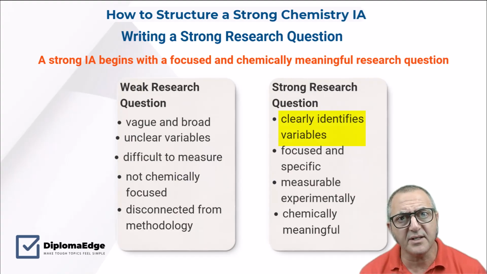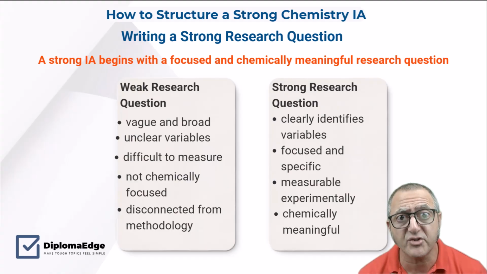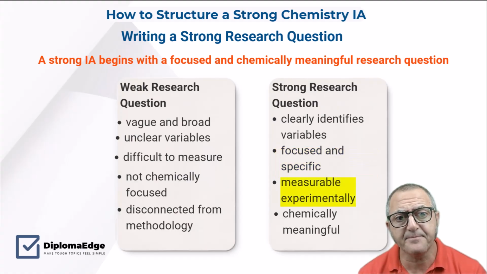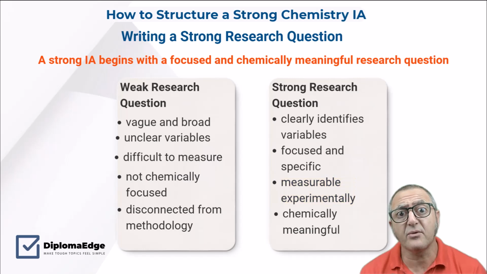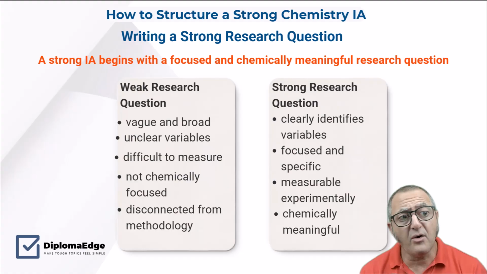And yes, the two variables that we need to have in the research question are the independent variable, which is what you are changing, and the dependent variable, which is what you are measuring. Because in a chemistry investigation, you should always be measuring something and changing something. The rest of the things have to be controlled, have to be constant. Now, the question needs to be focused and specific. It needs to be measurable experimentally, and it has to be meaningful from a chemistry point of view. So this is the foundation of the whole internal assessment.